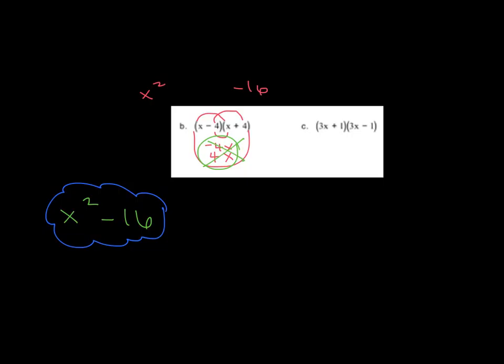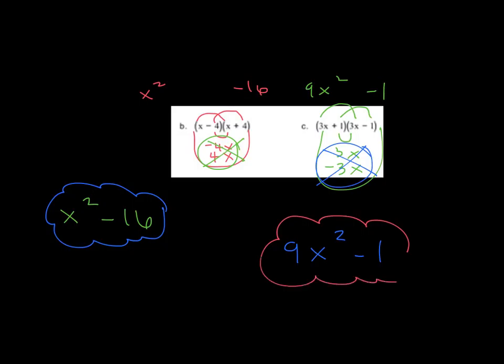So I'm looking at letter C. If I do 3x times 3x, that's going to make 9x squared. 1 times negative 1 is going to make negative 1. There's my two perfect squares. Then my inners make positive 3x, and my outers make negative 3x. So once again, these cancel out, and I am left with 9x squared minus 1, which is the difference, because it's subtraction, of two squares.